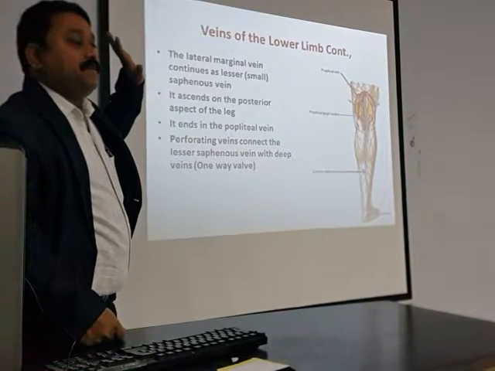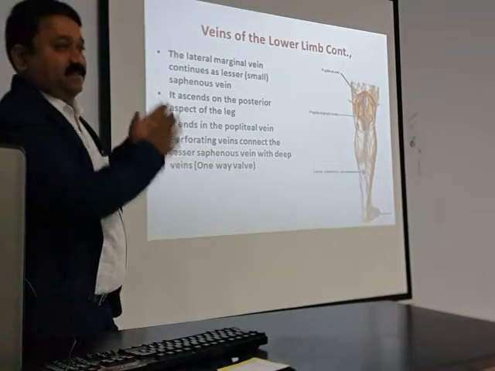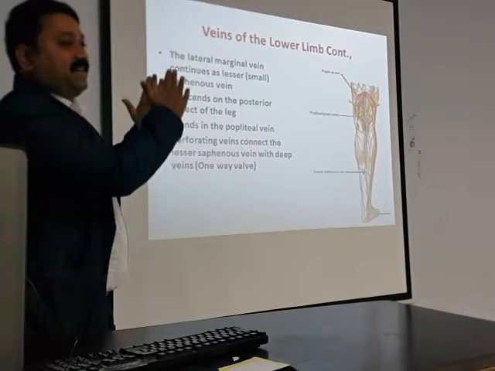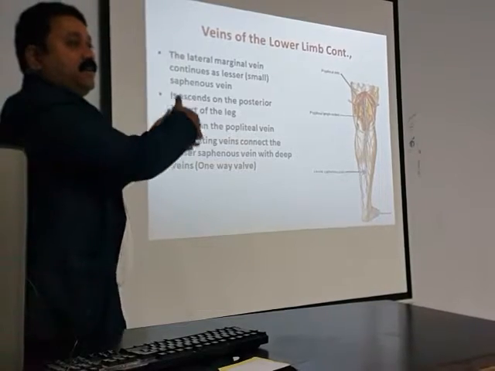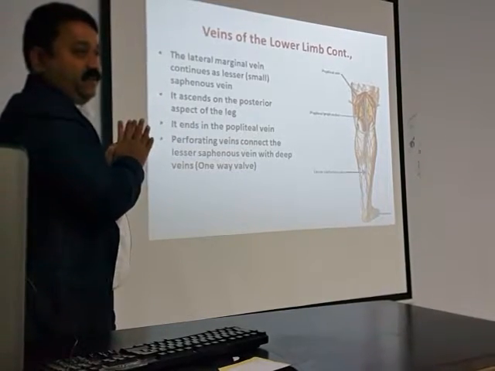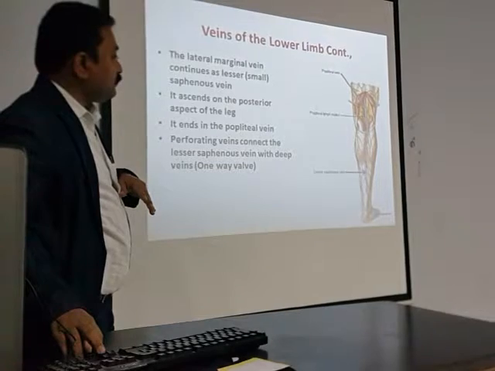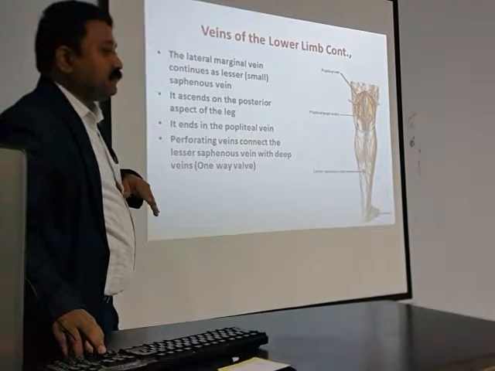Similarly, in the case of the upper limb, the venae comitantes accompany the radial artery and the ulnar artery, then the axillary, then subclavian. Similarly, into the femoral vein. What about the terminal of this vein? Is it the same?